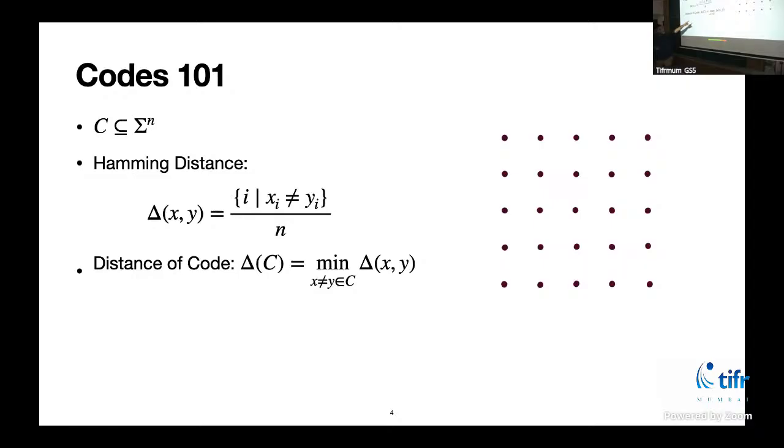The distance of the code is the minimum distance across two distinct codewords, and the rate is how much information there is in this code. If you think of sigma to the k words as k symbols of information, then k by n is the rate. You can also think of it as what fraction of the symbols are information symbols. Good.